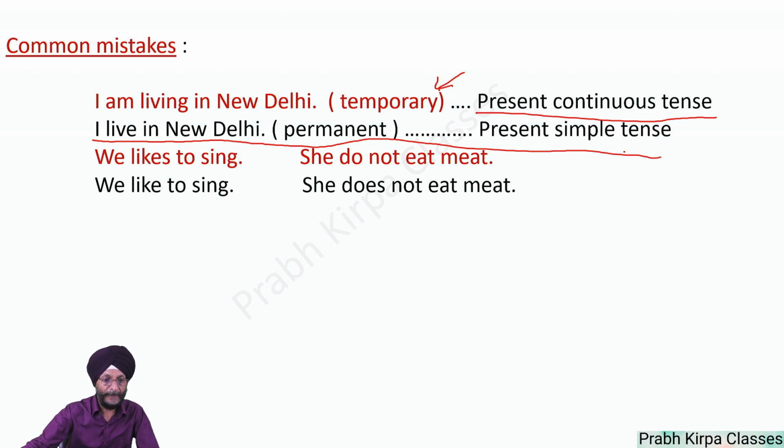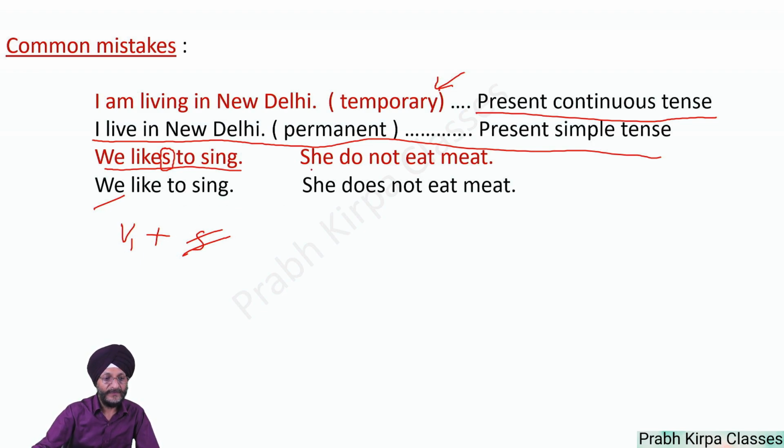We likes to sing. Here you will see that the verb has been added with s, but in the case of first person plural, we have to use only the first form of the verb, and we do not have to add s, es, or ies. So the correct sentence is we like to sing.